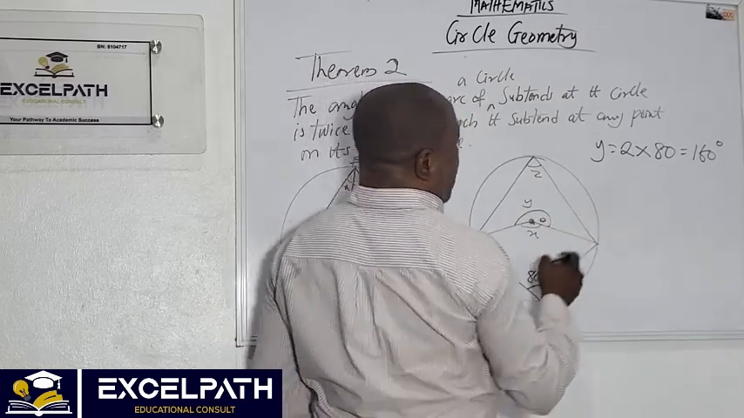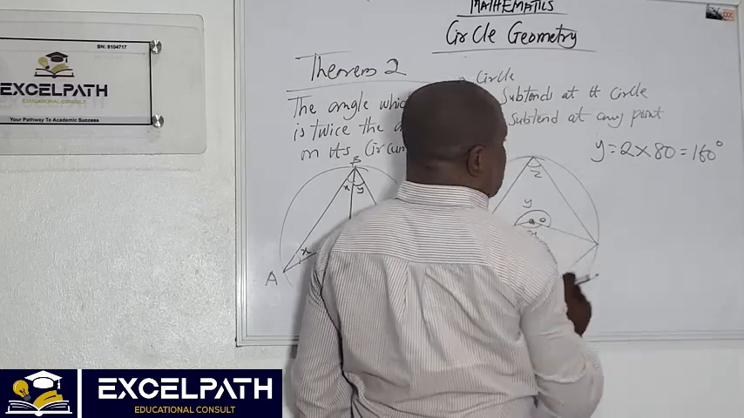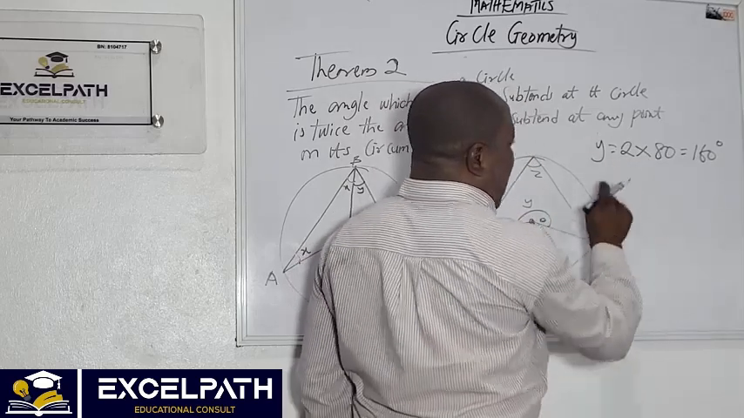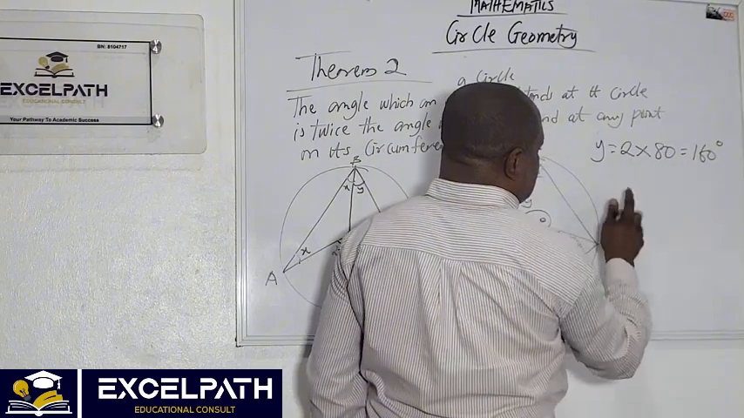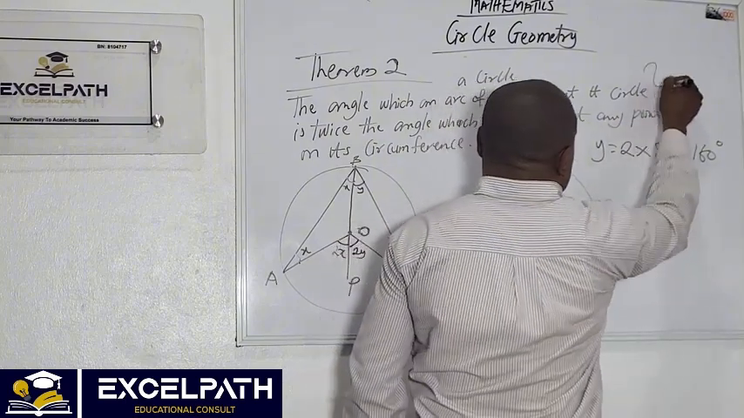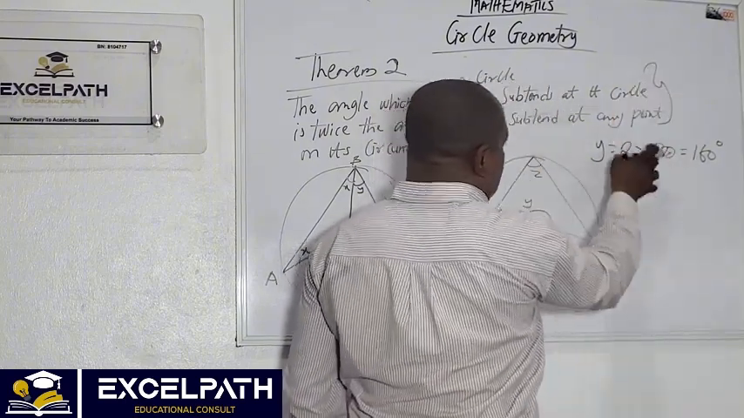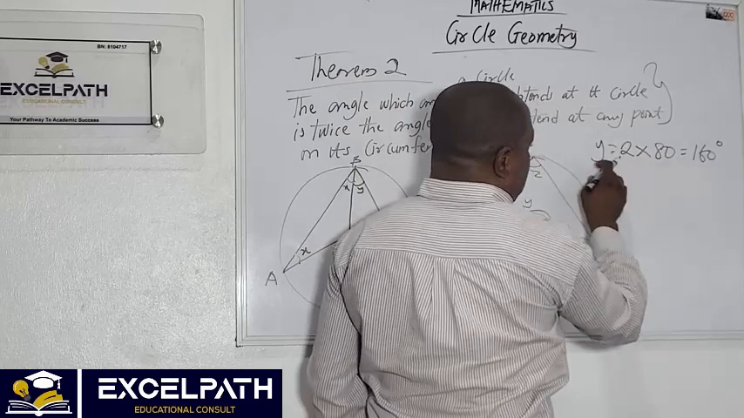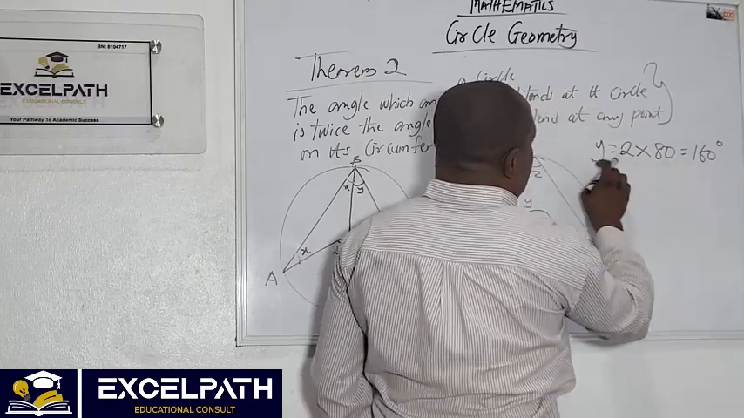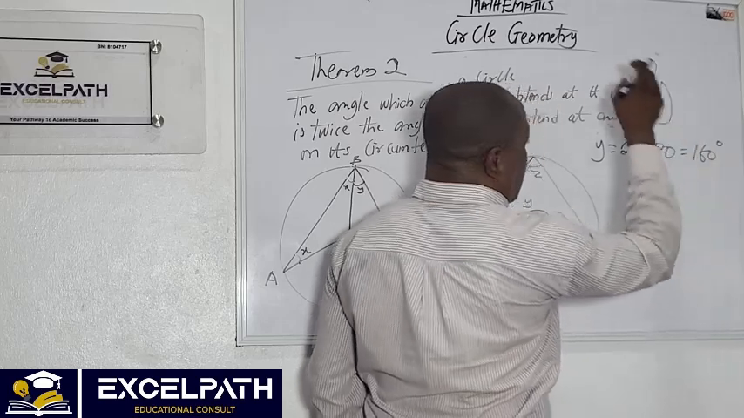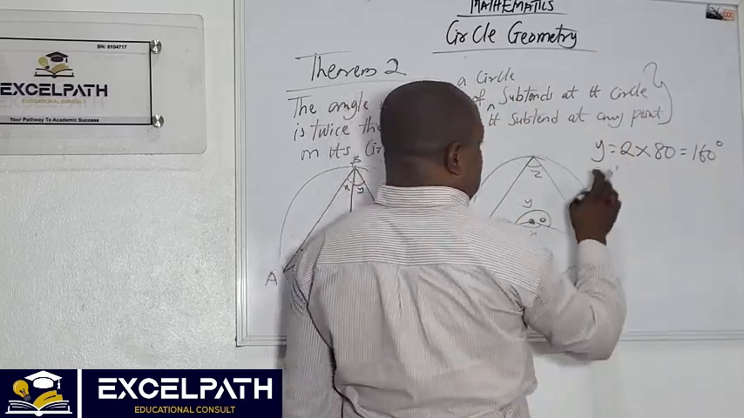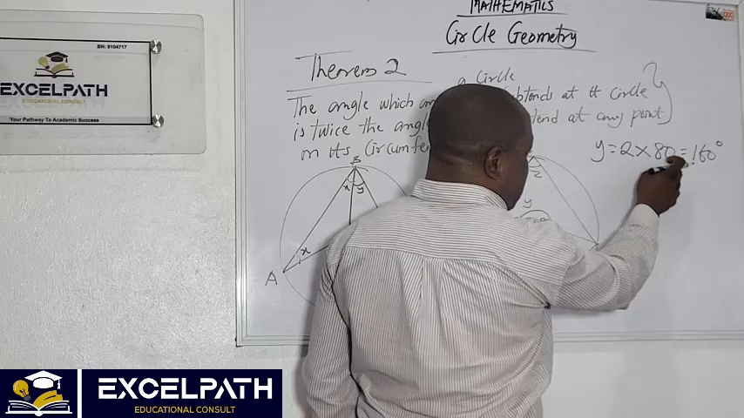Now, once you write this, please remember, you must tell them why you said 2 times 80, by giving them this reason. You write this theorem as your reason. You tell them from theorem 2, the angle at the center is twice the angle at the circumference. That is why you have 2 times 80.